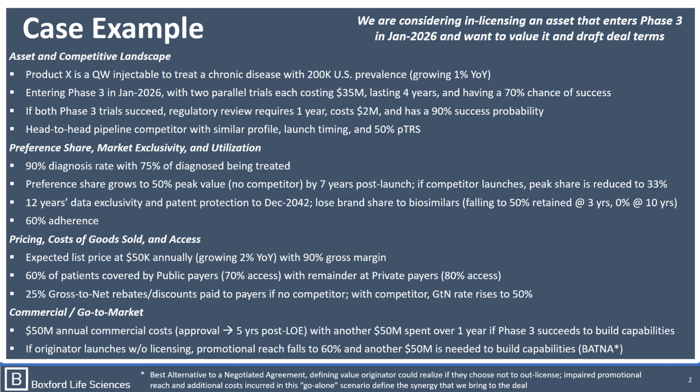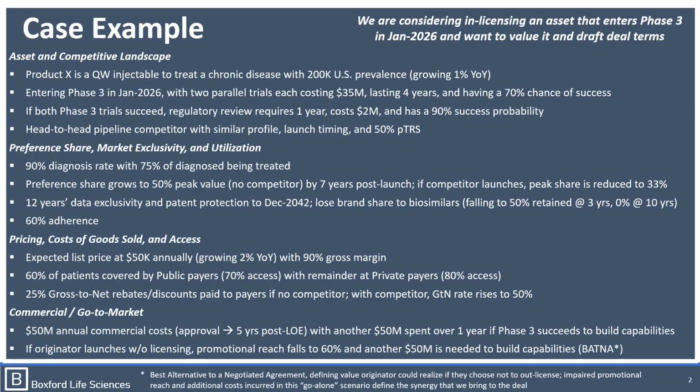In order to model the asset, we have a number of assumptions that we make around the diagnosis rate, the fraction of diagnosed patients being treated, and then preference share as it grows over time to a peak value that's going to be dependent upon the competitor launch. With no competitor, we assume a 50% peak preference share. If we do have a competitor, it's reduced to 33%. So as we build the model, we're going to want to change the peak share to make it be contingent upon the competitor launch. We also make assumptions about market exclusivity and adherence to this weekly protocol.